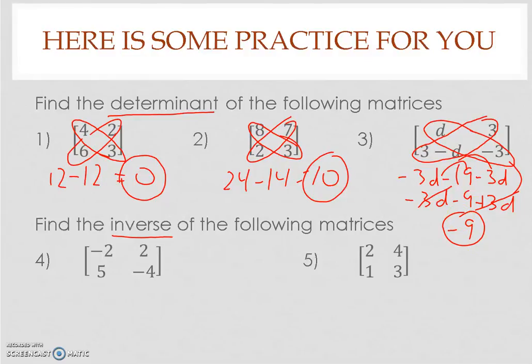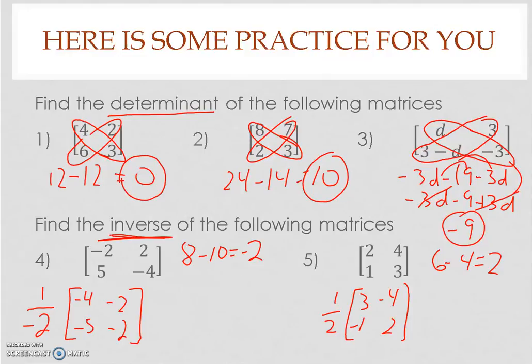So then the other thing that we're going to be doing on our homework is finding the inverse of these matrices. So you first have to find the determinant and then take 1 over the determinant times the new matrix. So pause the video and see if you can get number 4 and 5 correct. Let's see how you did. First of all, we have to find the determinant. So we're going to take negative 2 times negative 4, which is 8, minus 5 times 2 is 10. That gives us negative 2.